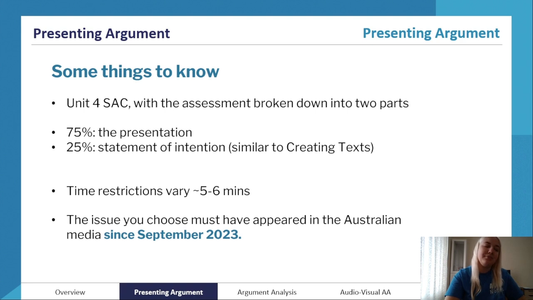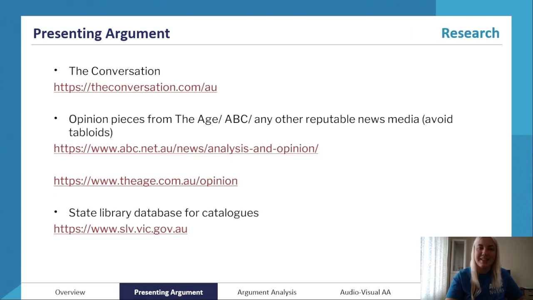Being mindful that delivering an oral too slowly or speaking too quickly are also really unengaging things. So if you have an oral that's way over time, be sure to cut down rather than to try to make it work by talking very quickly. And the requirement that I mentioned, the issue you choose must have appeared in the Australian media since September 2023, so basically up to 1 year before the start of your exam period.